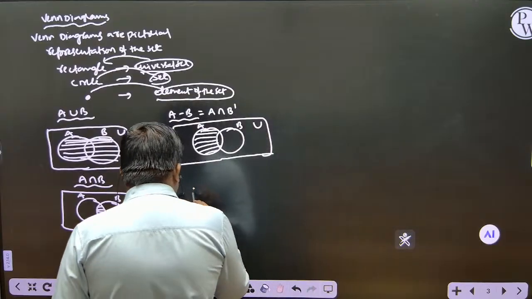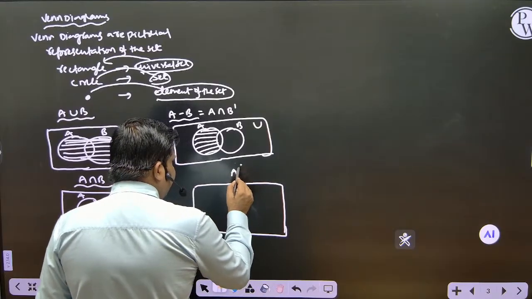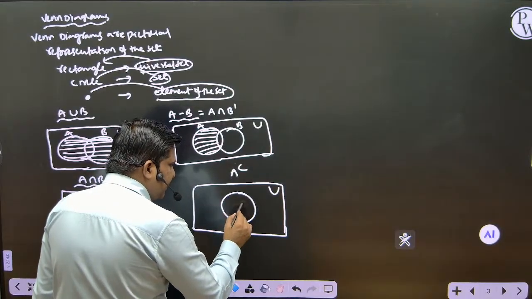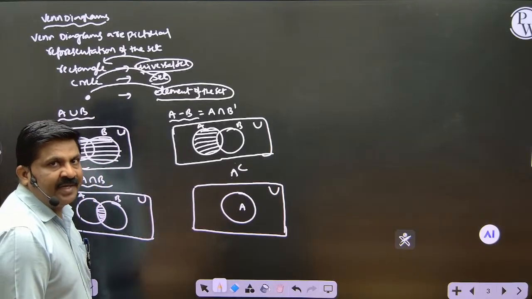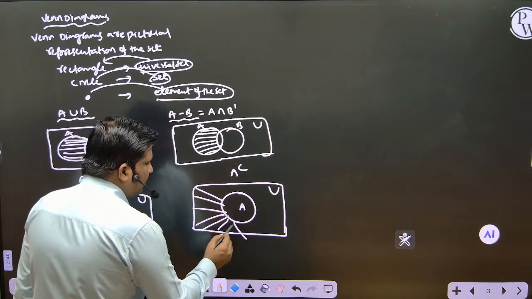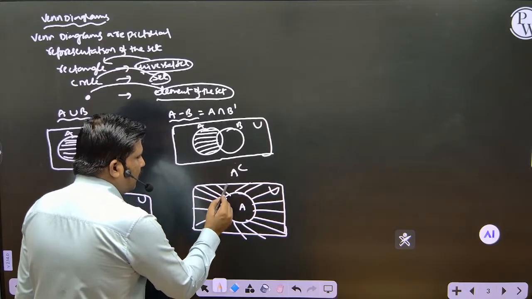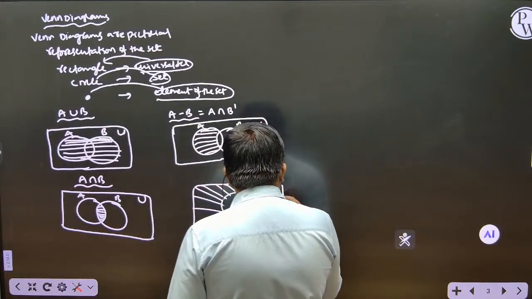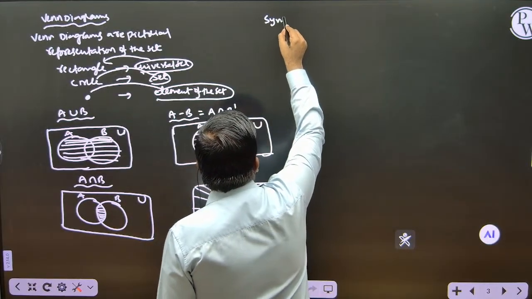And next we see A complement. This is the universal set, and this is the set A. A complement means what? Other than set A. So that gives this part. Other than A gives A complement. But this is the universal set.